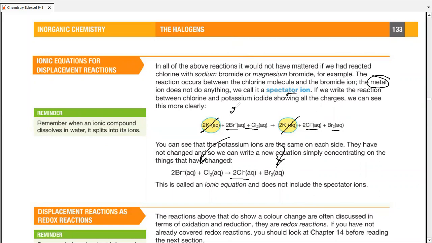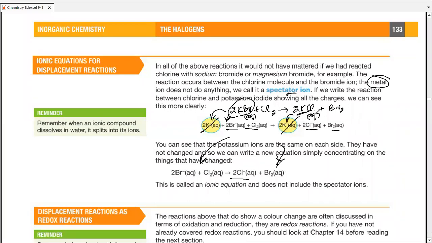So the overall equation was 2KBr plus Cl2 giving us 2KCl plus Br2. Now, if you notice, this was an aqueous solution and this was an aqueous solution. So in aqueous solution an ionic compound can be written as positive and negative ions. Again, this is an ionic compound.